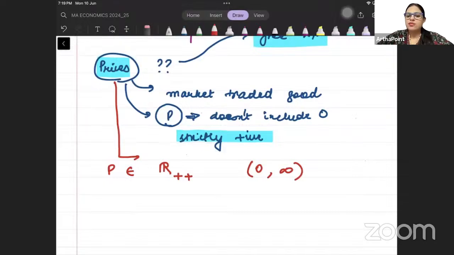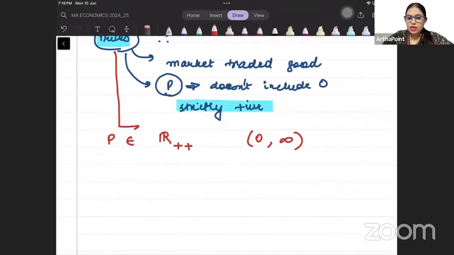We are not talking about free goods, right? Free goods have some of their own complexities. We will talk about them, but not now. Not now, it is not required, right? So this is how we can represent consumption bundle and prices.